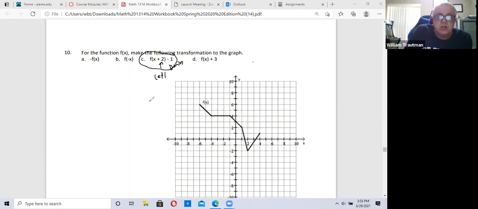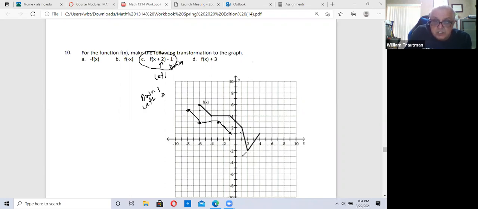So we're going to go down 1, and to the left 2. For every dot, we're going to go down 1 and to the left 2. This dot here, we're going to go down 1 to the left 2. This dot here, down 1 to the left 2. This dot here, down 1 to the left 2. Do you see? And then you would redraw it.